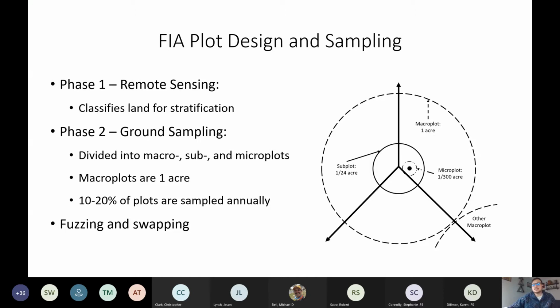And so 10 to 20% of these plots are sampled annually, and that does vary by state depending on resource availability. And I just want to mention there is a slight level of uncertainty in the plot information that's gathered, and this is mostly to protect private property information, and that's called fuzzing and swapping. And really all you have to know is that some plots are swapped in order to protect information, and some are moved a little bit as well. So they might not be exactly at the point of a lat long, but they might be moved. I think it used to be less than a kilometer, and I believe it's less than a half kilometer at this point.